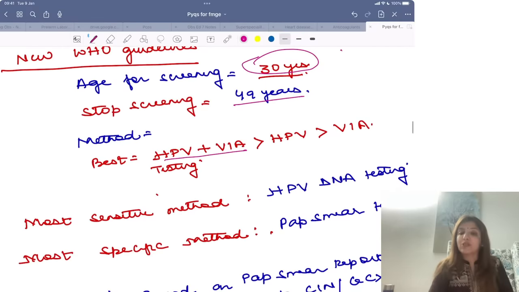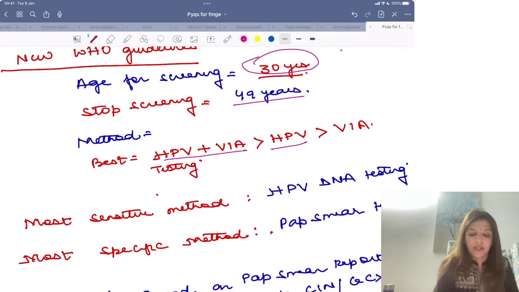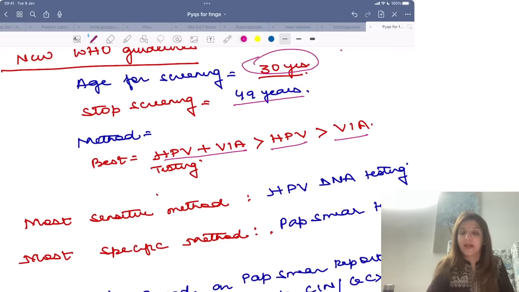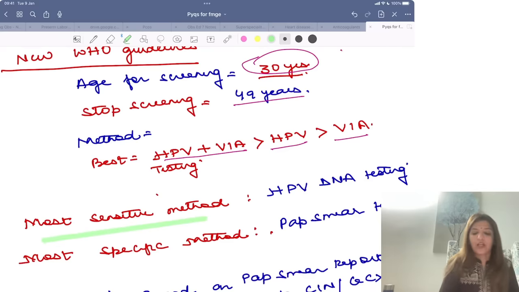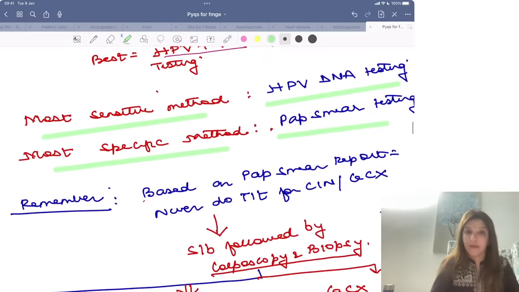If HPV plus VIA is not given, then the second best method is HPV. And the third best method is only VIA. Right? Best is HPV plus VIA. वो नहीं है, तो only HPV. वो नहीं है, तो only VIA. Pap smear is not recommended by WHO for screening of cancer cervix. Most sensitive method for screening of cancer cervix is HPV DNA testing. Most specific method is pap smear testing.